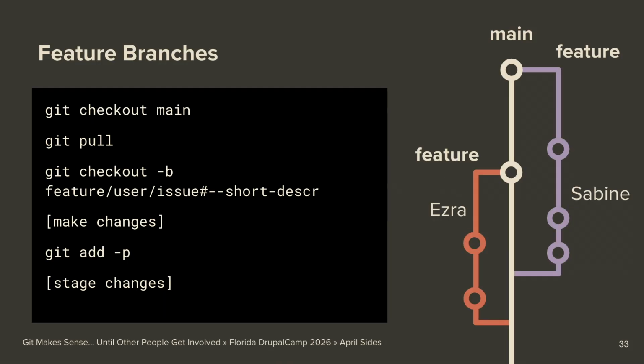All right, feature branches. How many people are already using feature branches? Sweet. Why are you all here?